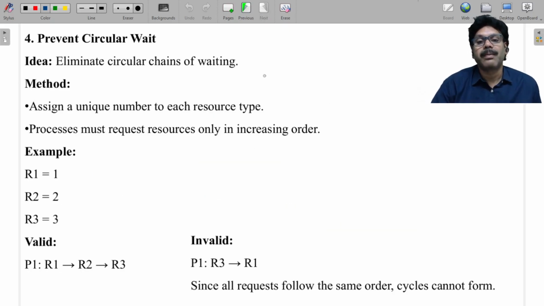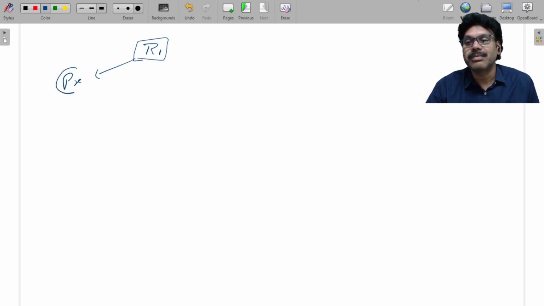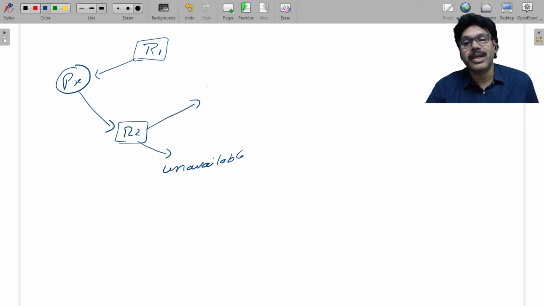Next, circular wait. So how can you say that a circular wait happens? By seeing a resource allocation graph. There is a resource R1 which is given to process X, and process X is requesting for resource R2, and R2 is unavailable in this case because it's already allocated to PY, and PY needs one instance of R1, but R1 is unavailable.